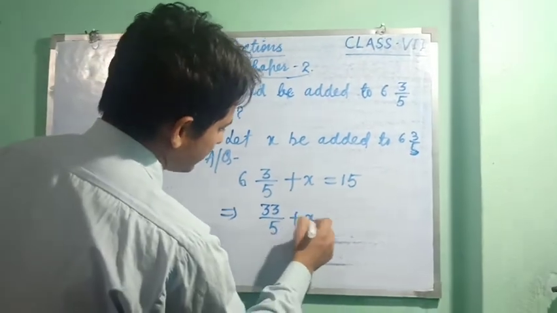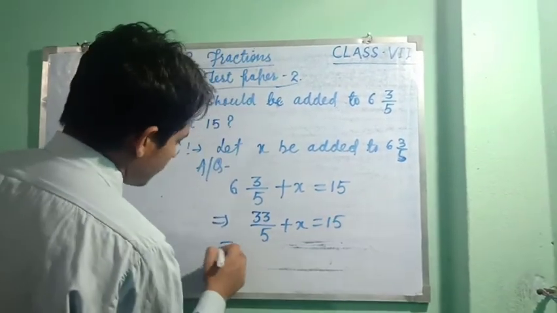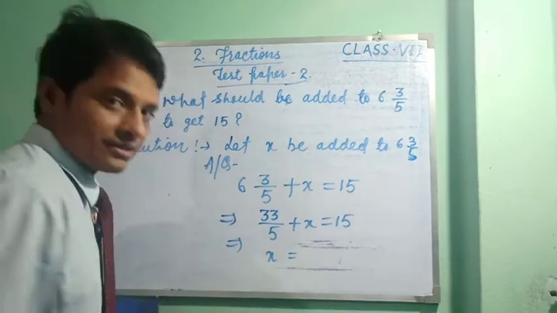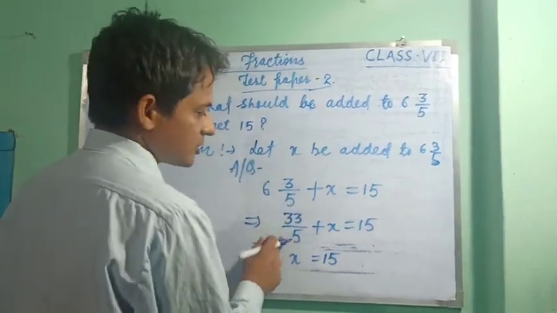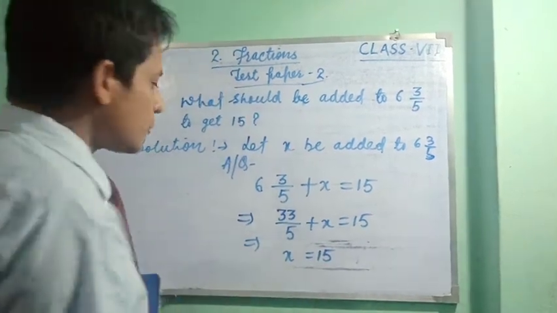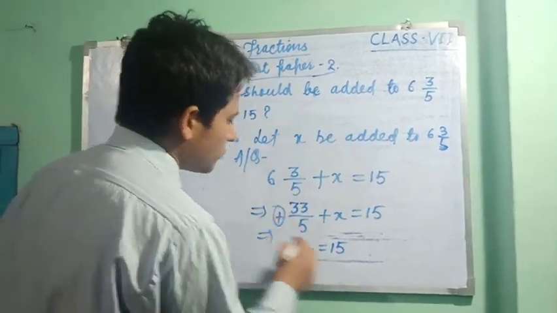33/5 plus x is equal to 15. Now we have to find the value of x. So x is as it is, and 15 is as it is. Now we have to bring this fraction to the right side with the opposite sign. Here the sign is positive, so the opposite sign is minus.